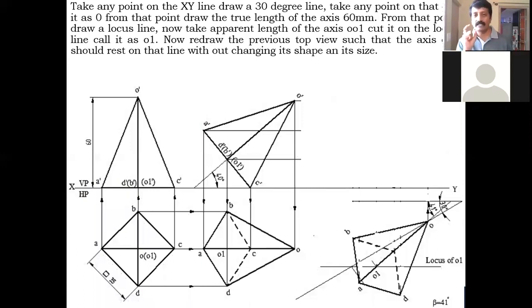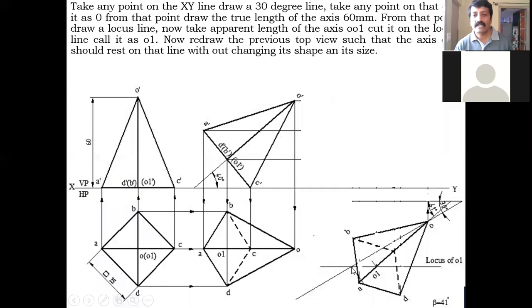After doing this construction work, once again I'll repeat this step. First, after drawing the 30-degree line, take any one point. We call that the apex point. You take the true length of the axis, because the true length given is 60 millimeter. From this O, you cut an arc on this 30-degree line.